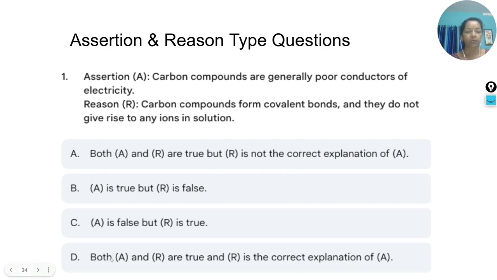Option D. If the options are given like this, you have to read them thoroughly, and only then opt for the option. Okay, here option D is the answer.